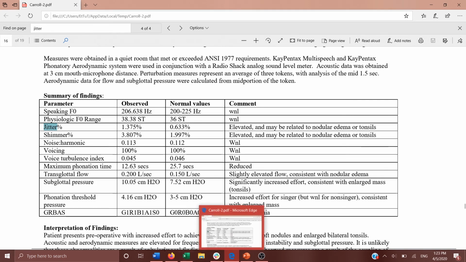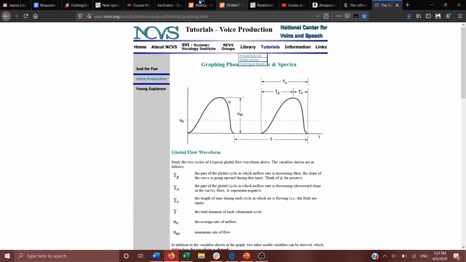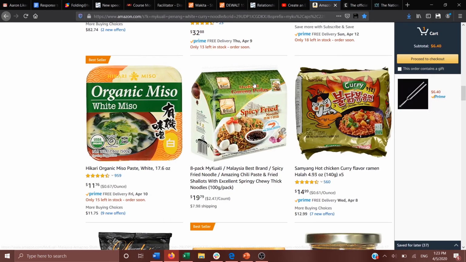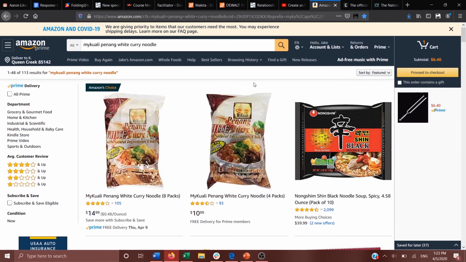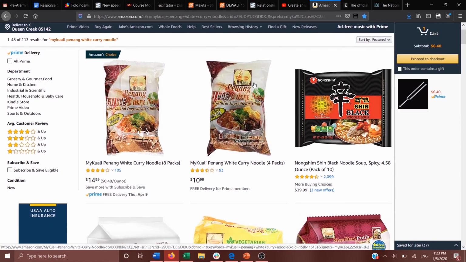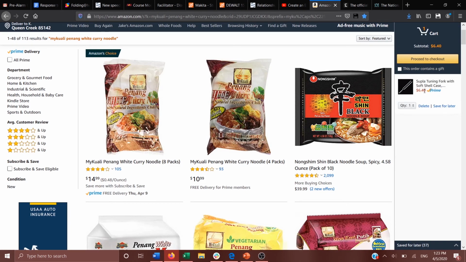Let's see, I've got another, this is going to be kind of stupid. Hang on. Oh, you don't have to see what I was looking at, but I'm going to show you anyway. I was shopping for what the best ramen is on Amazon earlier today. And supposedly it's this Mai Kuali, that's definitely pronounced wrong, Penang white curry noodle. But that seems a little expensive. Anyway, oh, and I'm buying a tuning fork because, like, why not?